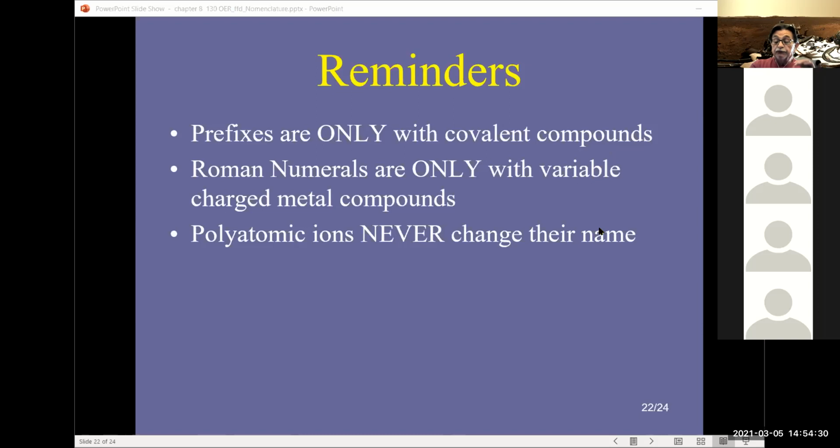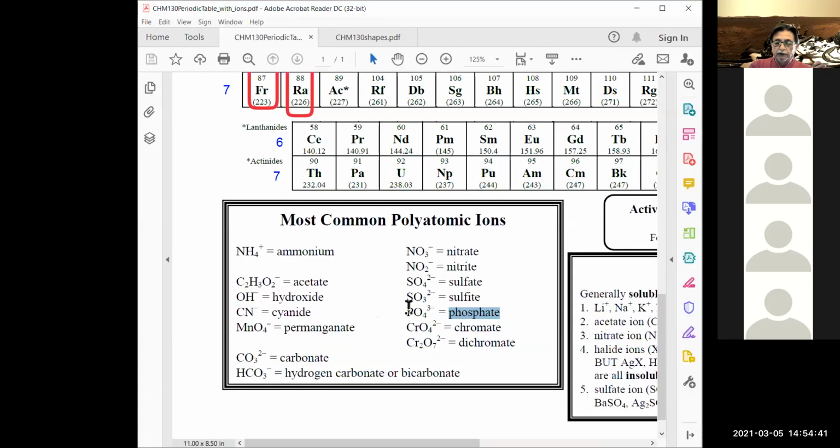And the names for the polyatomic ions don't change. They are what they are given in the table. Okay, so I know sometimes it's tempting to say phosphorus tetraoxide. That'll be totally incorrect for that. That whole thing with a -3 polyatomic ion is called phosphate. And if you need 2 of them, it's still called phosphate, not diphosphate, it's phosphate.